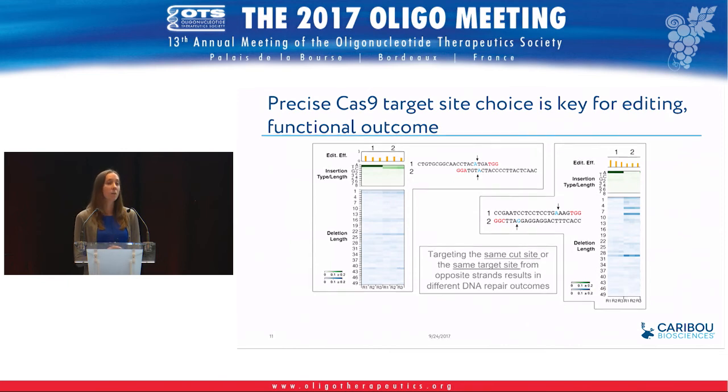Really, what we think we understand at this point is that the exact 20 nucleotide sequence that's targeted by the guide RNA is the dominant feature that controls the DNA repair outcome. And so even though we think about maybe two target sites that are offset by a single nucleotide as being highly similar, apparently the DNA repair machinery sees these as fundamentally different. And that's ultimately what results in substantially different DNA repair outcomes.